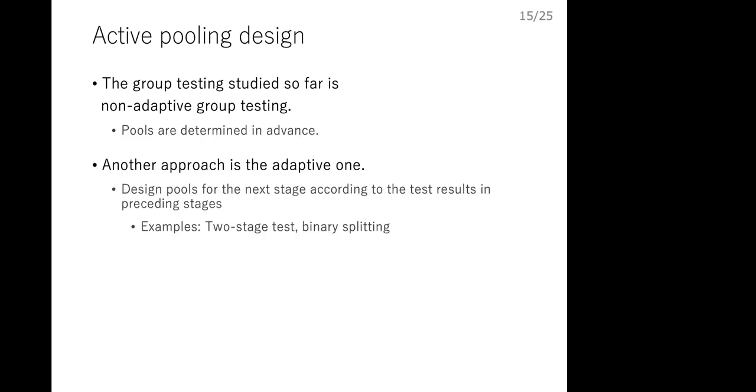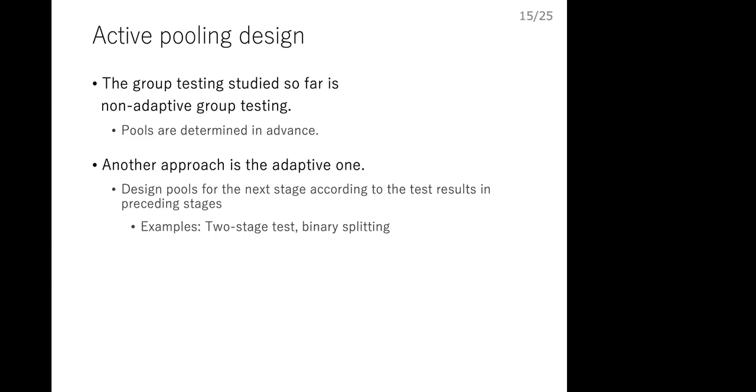The group testing problem shown in the former part is called non-adaptive group testing, where pools are determined in advance. Here we considered randomly constructed pools with fixed sizes and fixed overlaps. Another approach is adaptive group testing, where pools are designed according to the test results in the preceding study stages.